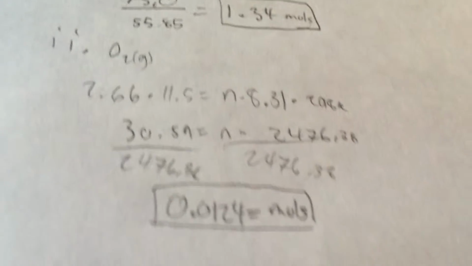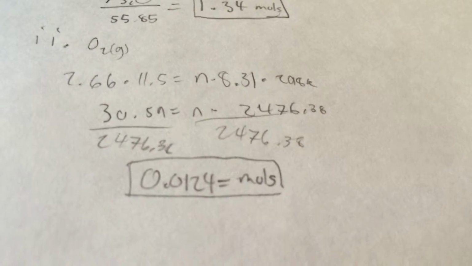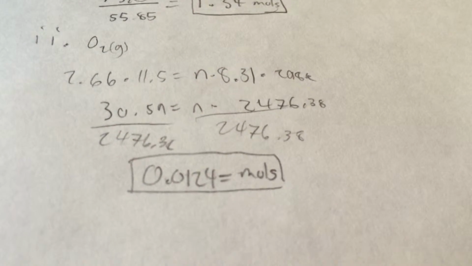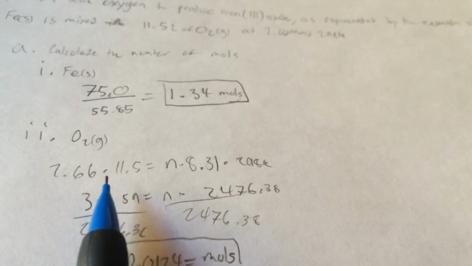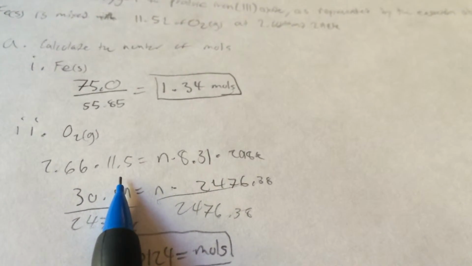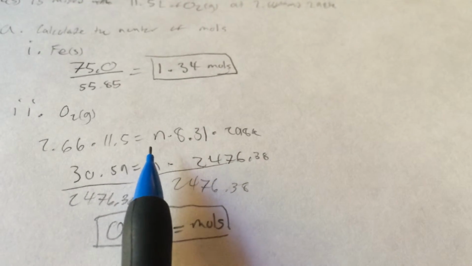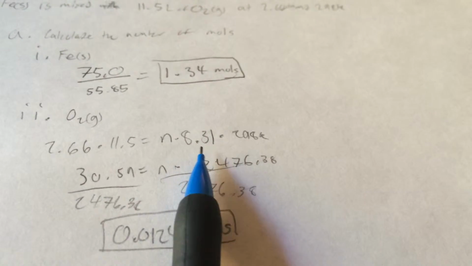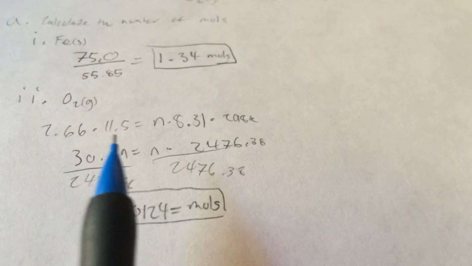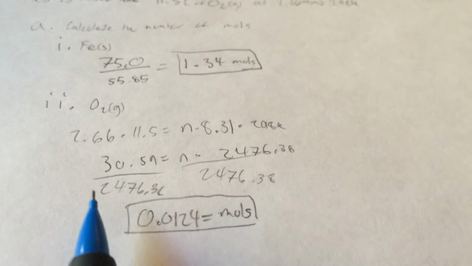And then we move on to II, which is O2. And for this, I use the ideal gas law, which is PV equals nRT. As we see here, the pressure is 2.66 atm times the volume, which is 11.5, equals n, which is number of moles, times the constant, since we're using Kelvin, it's 8.31, times the temperature in Kelvin, which is 298. So these two together equal 30.59.